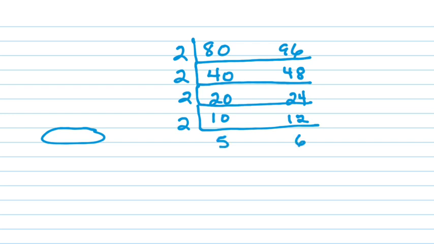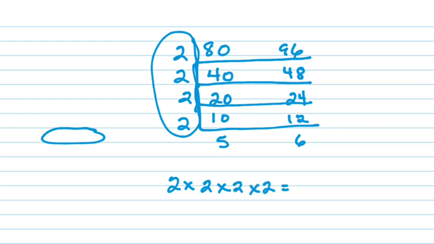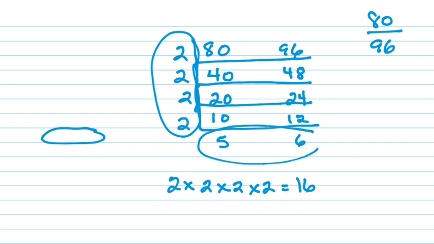Anything divide into 5 and 6? Nope. So we're going to take all the stuff on the side, those 4 2s, 2 times 2 times 2 times 2, which is, anybody? There you go. So the highest common factor for them is 16. And again, if you had 80 over 96, what would it be as a reduced fraction?